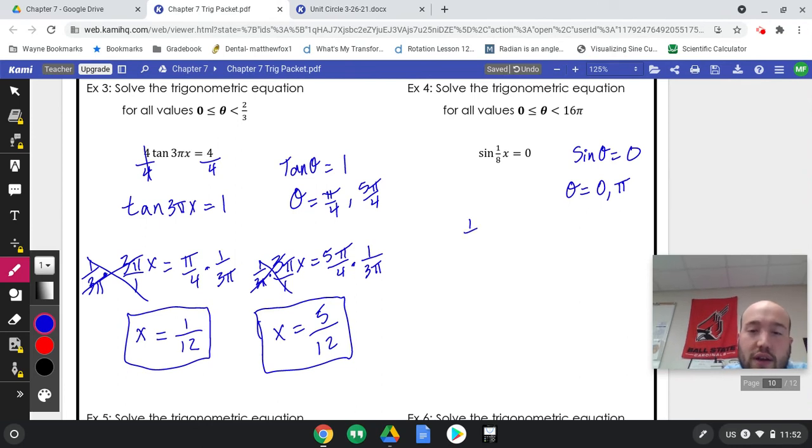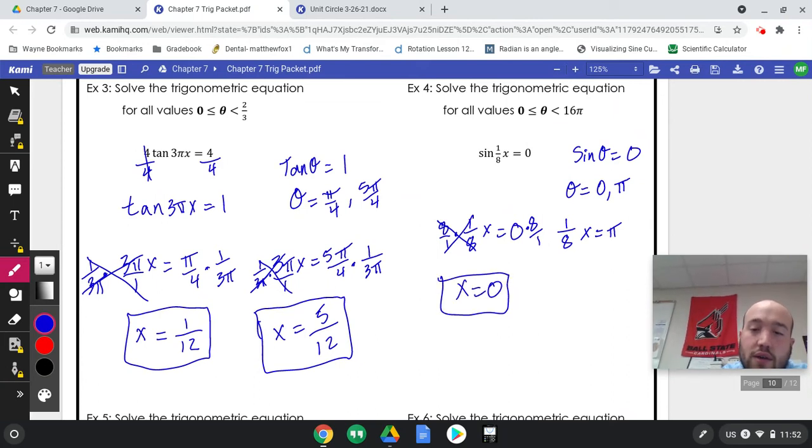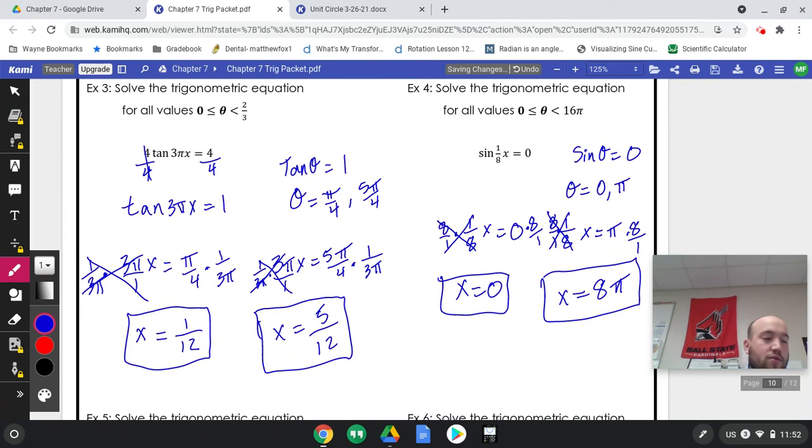We'll set 1/8 x equal to 0, and 1/8 x equal to pi. Then we'll times this by 8 over 1. Cancel, cancel. What's 0 times 8? Hopefully you know that's still 0. That's our first answer. Do it for the other side. So 8 over 1 times pi, and our other answer is 8 pi. So 0 and 8 pi are our two answers.